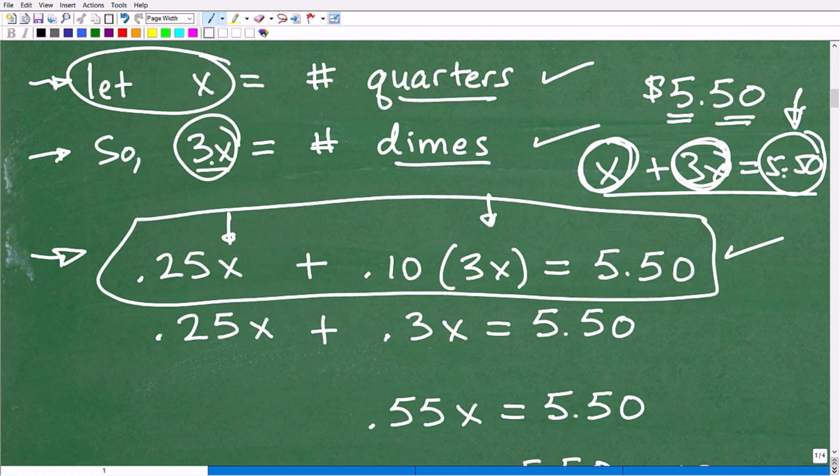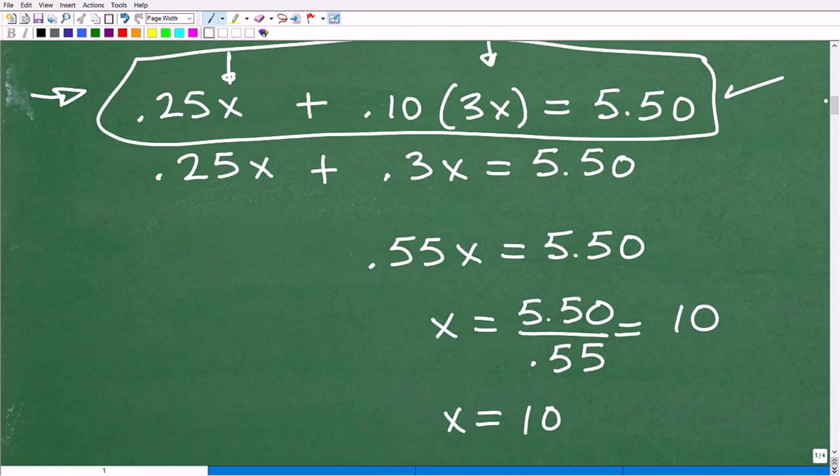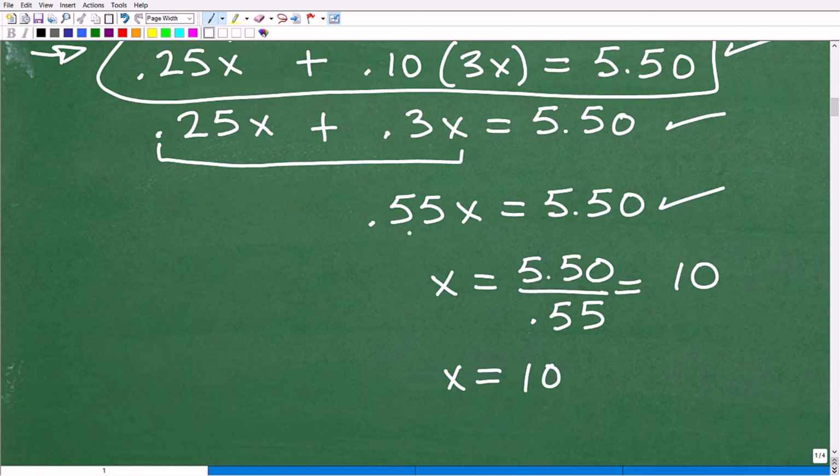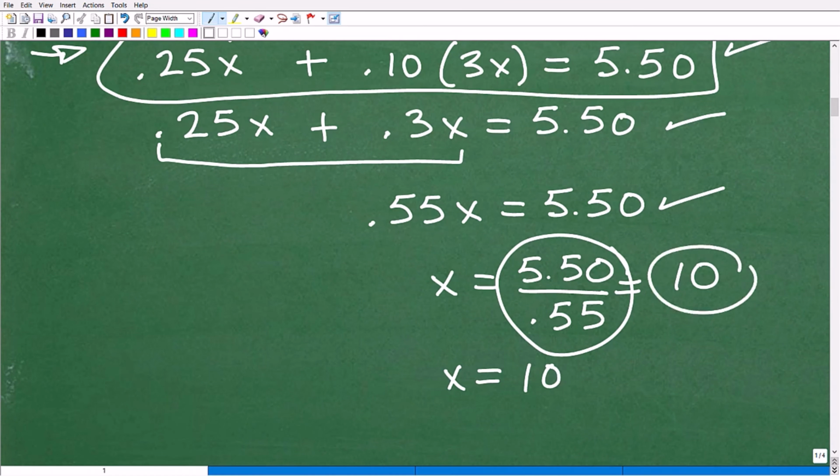Now at this point, you can apply your outstanding algebra solving skills to solve for x. So we have 0.25x plus 0.10 times 3x, which is 0.3x, and you can use a calculator to help you out here. And that's equal to 550. Then when we add these two terms up, 0.25x plus 0.3x is 0.55x, equal to 550. Then we divide both sides of the equation by 0.55. So we have 550 divided by 0.55, and you get x is equal to 10.